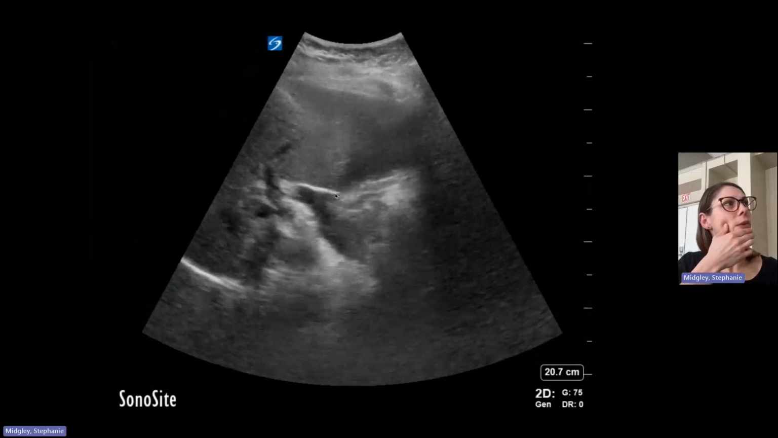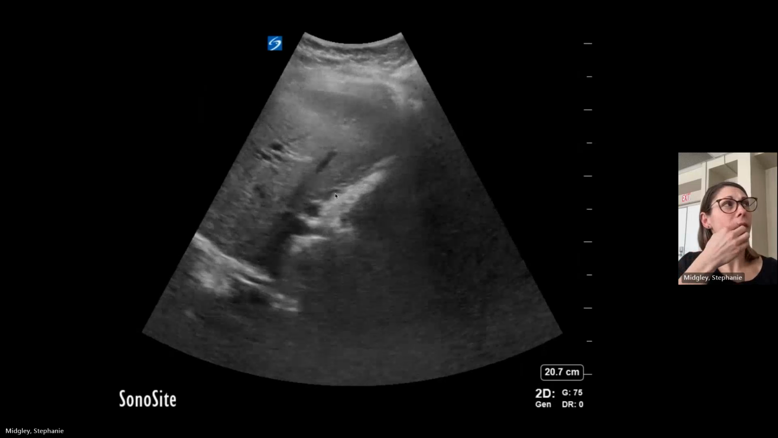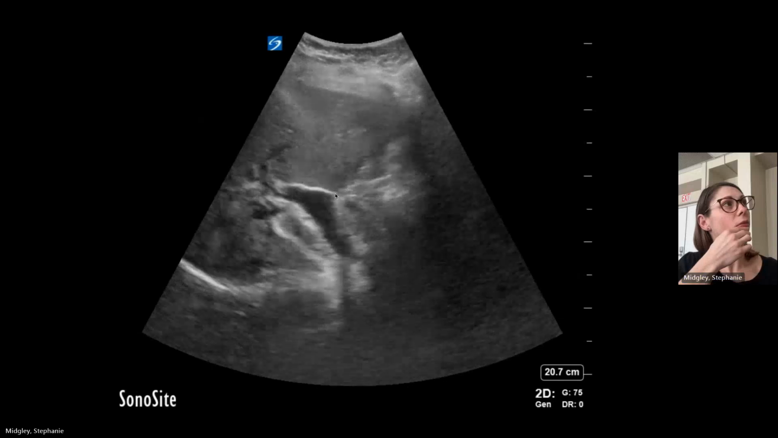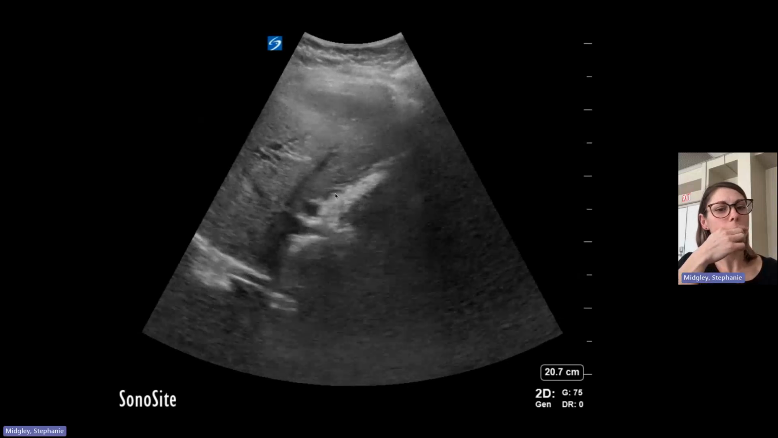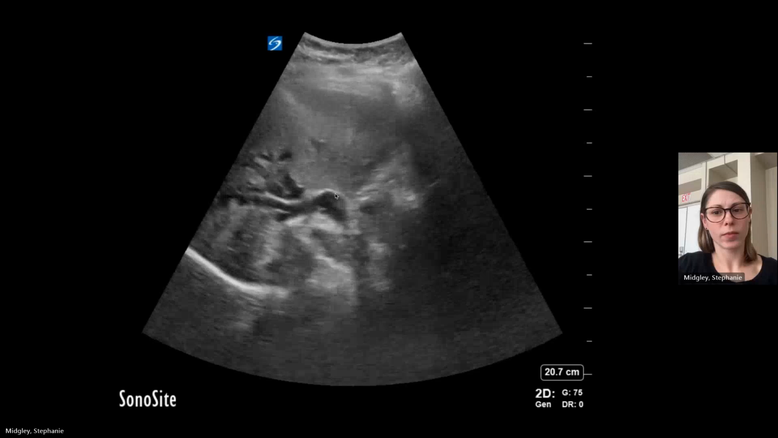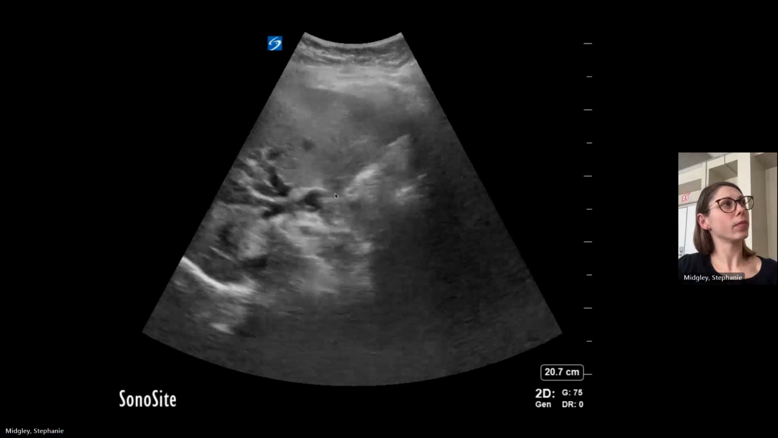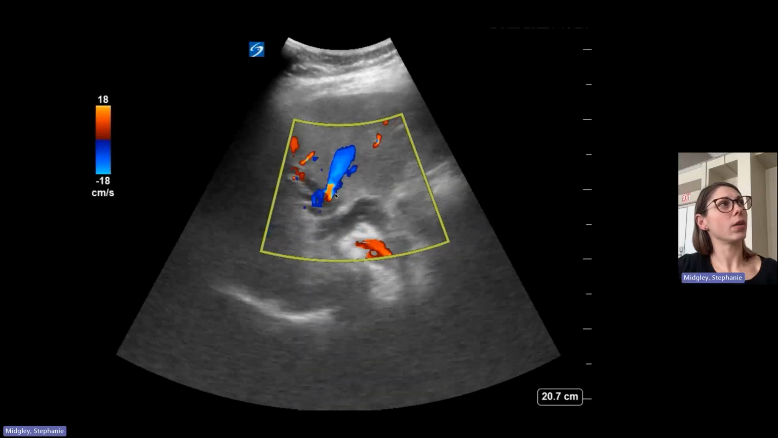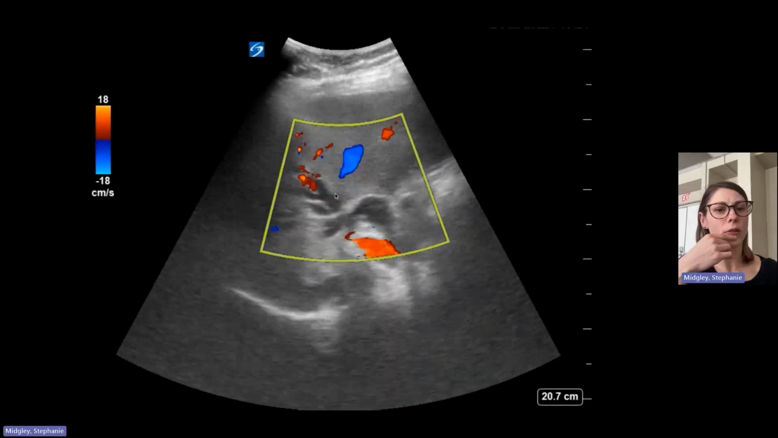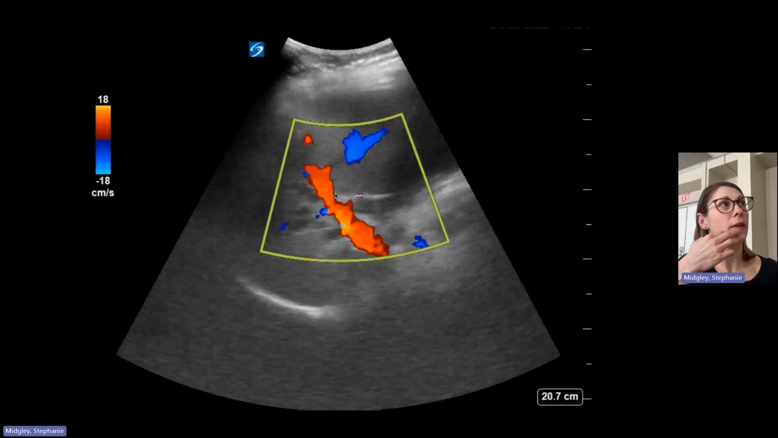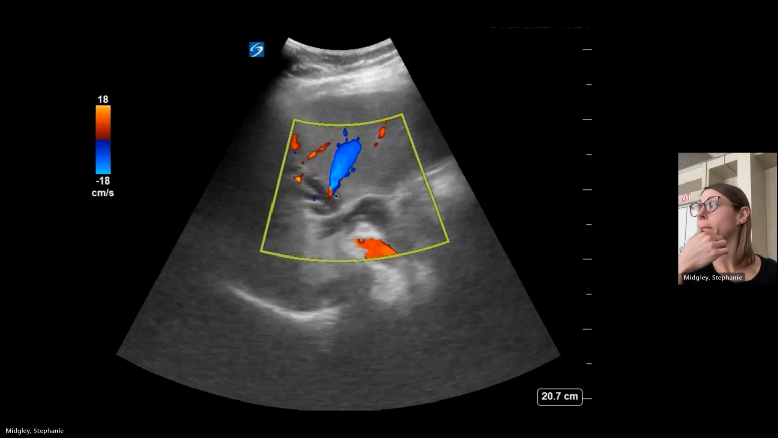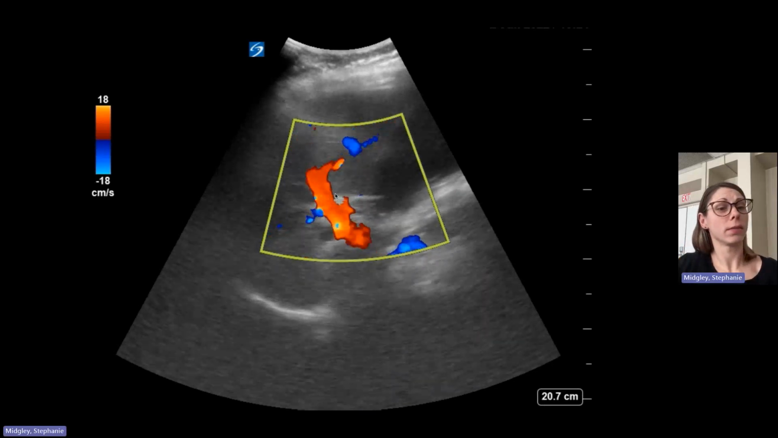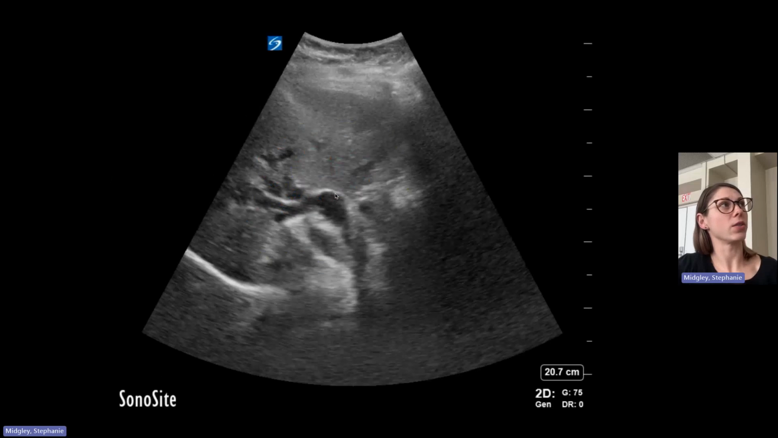What do you think's going on in this one? There's some shadowing at the end. I just can't see a stone. So what if I threw color flow on there? Now what do you think's going on? It doesn't look like portal. No, it just looks like that's all dilated. Yeah. Yep, this is intrahepatic biliary dilatation, right? So this is your bile ducts.